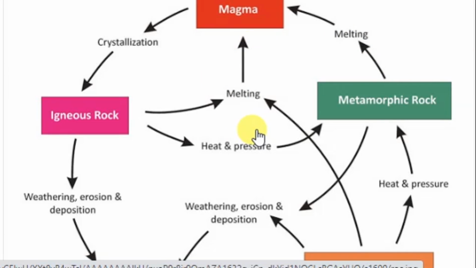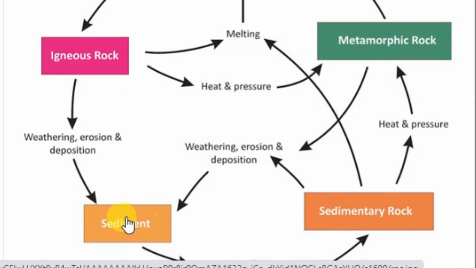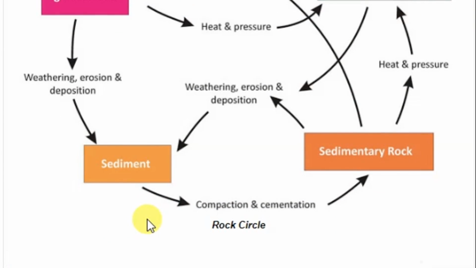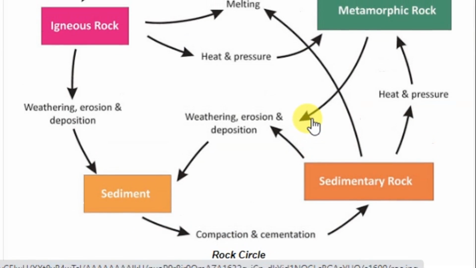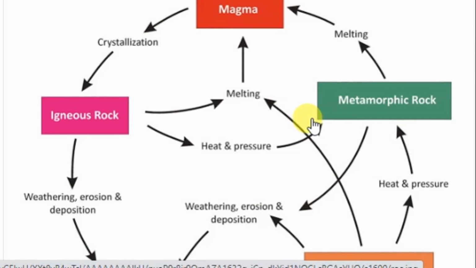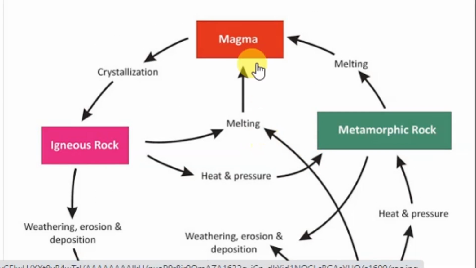So as you can see, all of these three categories of rocks, if they are subjected to weathering, erosion, and deposition, they form sediments, and these sediments, if they undergo compaction and cementation, they form the sedimentary rocks. And in all of these three types of rock, if they undergo melting, they form magma.